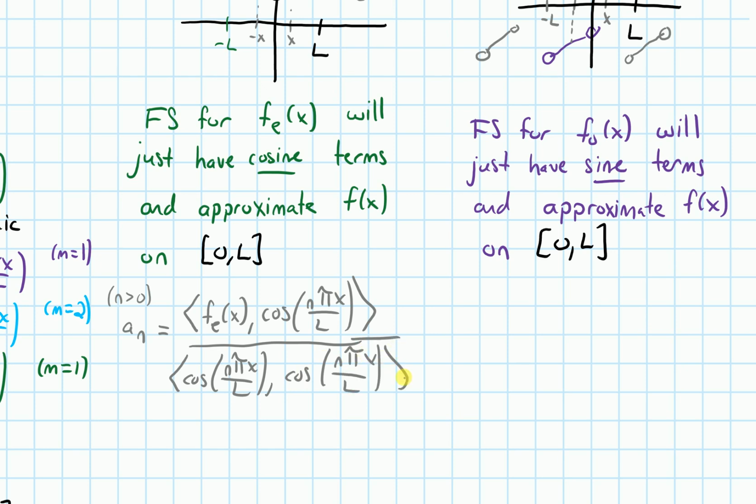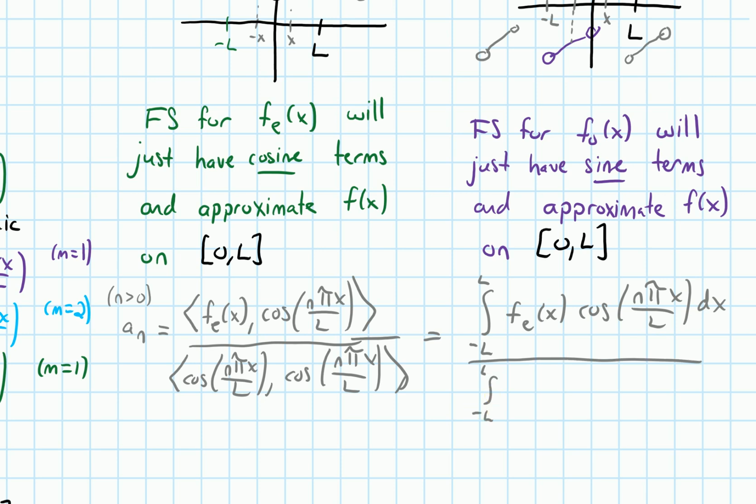All right, so now if we evaluate what these are, the top is going to be the integral from negative L to positive L of fe of x times cosine of n pi x over L dx. And the denominator is going to be the integral from negative L to positive L of cosine squared n pi x over L dx.